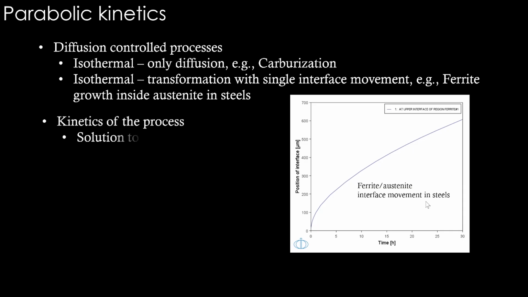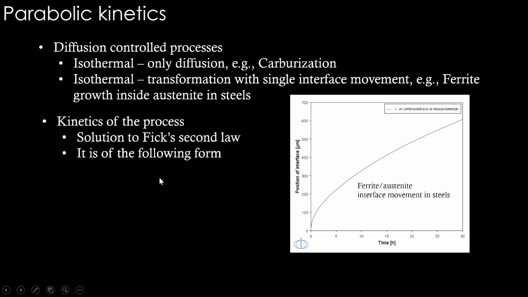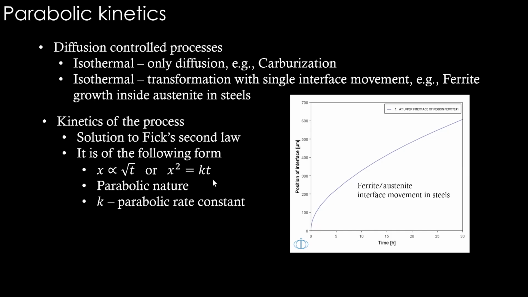The kinetics of the process there was obtained by solution to Fick's second law at isothermal conditions. The position of interface x is proportional to root of time, or the position squared is equal to k multiplied by t. So this is the equation of a parabola, if you see. This is parabolic nature, and this k is called the parabolic rate constant. Most simple diffusion controlled processes in isothermal conditions have this kind of nature.